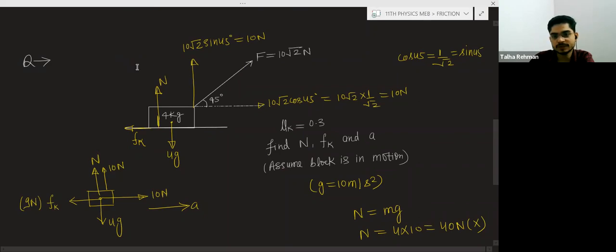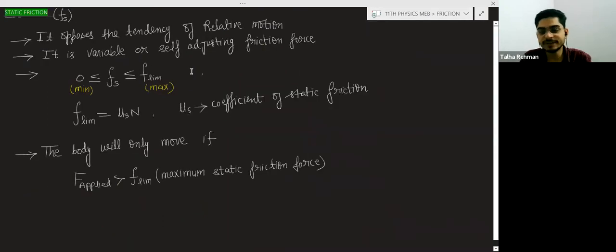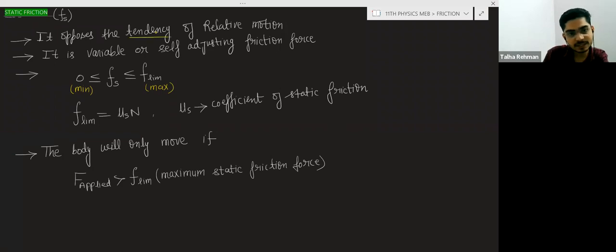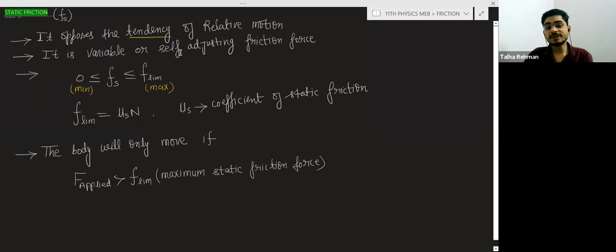Now we will discuss static friction. Static friction acts when the body is at rest. I will represent it as small f suffix s. We know the work of friction is to oppose motion, so static friction opposes the tendency of relative motion. I told you about this tendency in the starting. It is a variable or self-adjusting friction force.